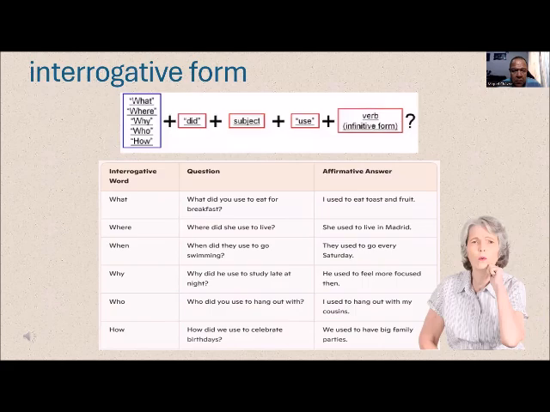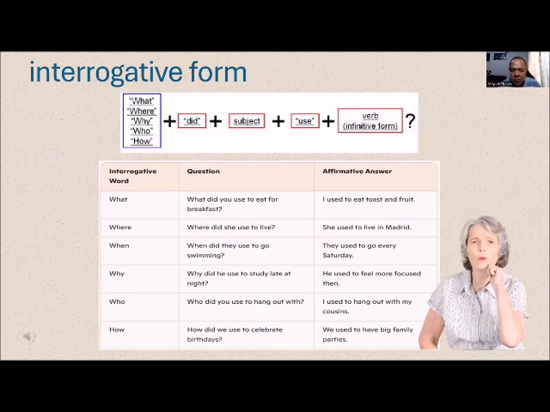Finally, questions that include a WH word to gather specific information are formed as follows. First, the interrogative word, such as what, where, why, who, or how, followed by the interrogative structure with used to as we know it. Look at the structure and some examples next. What, where, why, who, how, plus did, plus subject, plus used, plus verb in infinitive form.